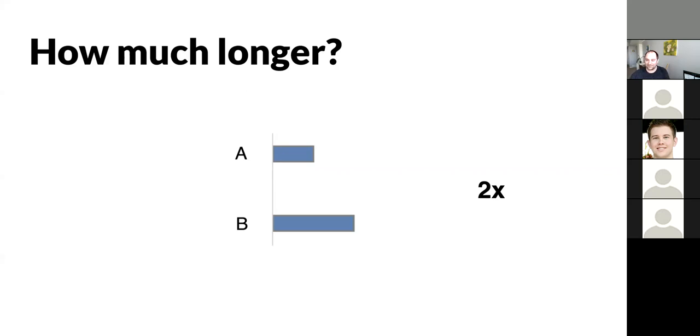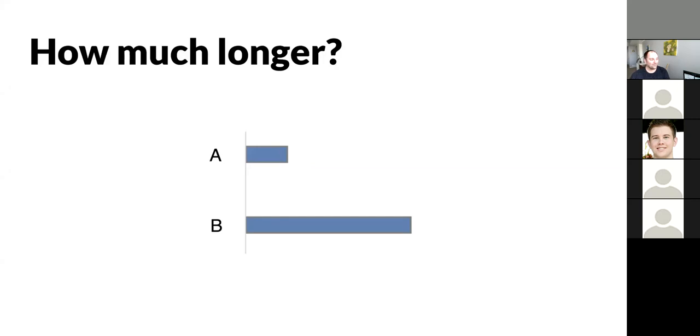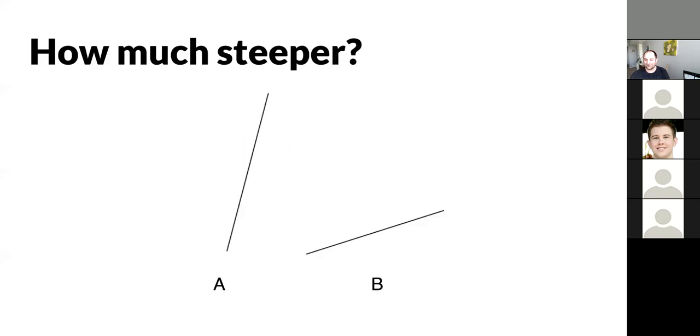Okay, now let's do a new one. How much longer here is B than A? Okay, the numbers are coming in. We have 90% or 88% say 4 times, and 4 times is correct. So it's quite impressive to see that so many people get that right, even though this is a bigger difference.